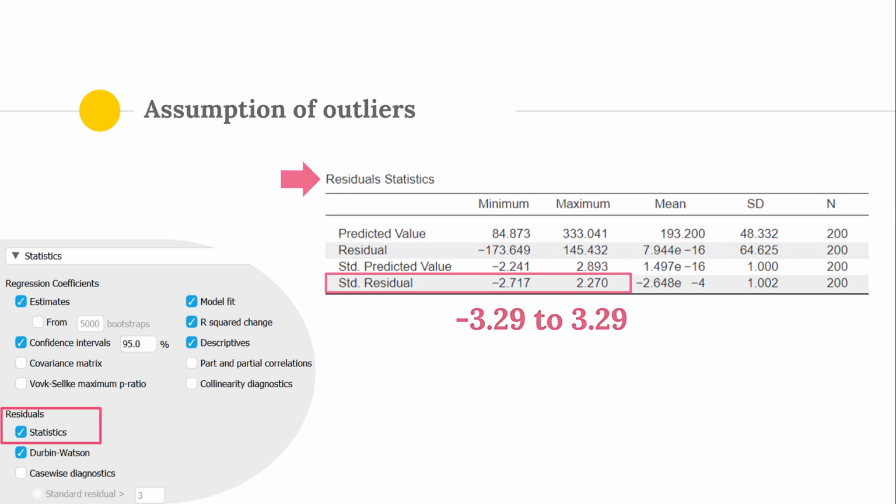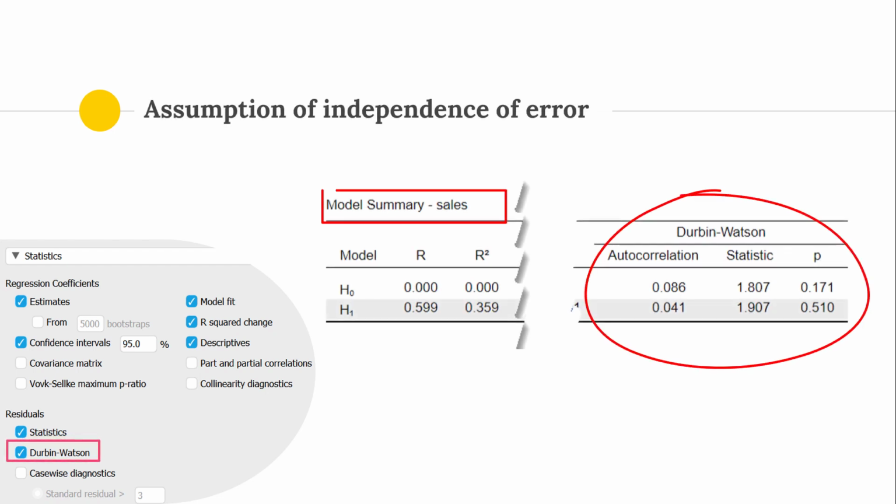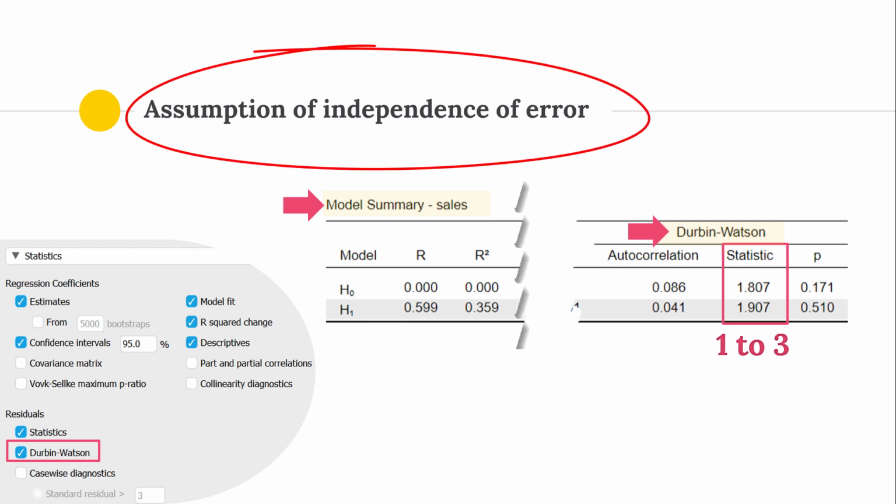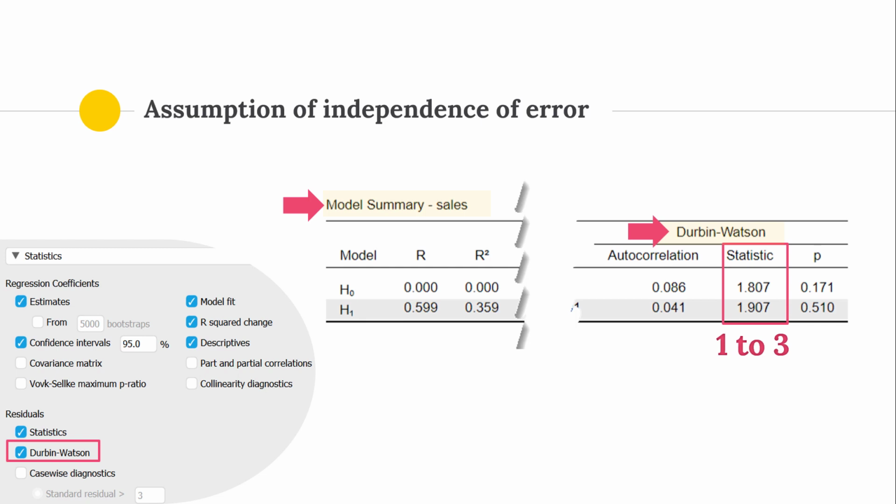According to the model summary table, the Durbin-Watson statistic for the null and alternative hypotheses are equal to 1.807 and 1.907, which are in the range of 1 to 3. Hence, the assumption of independence of observations has been met too. If the Durbin-Watson statistic falls outside 1 to 3, it indicates that all values of outcome variables are not independent, and we may use more robust methods such as bootstrapping.